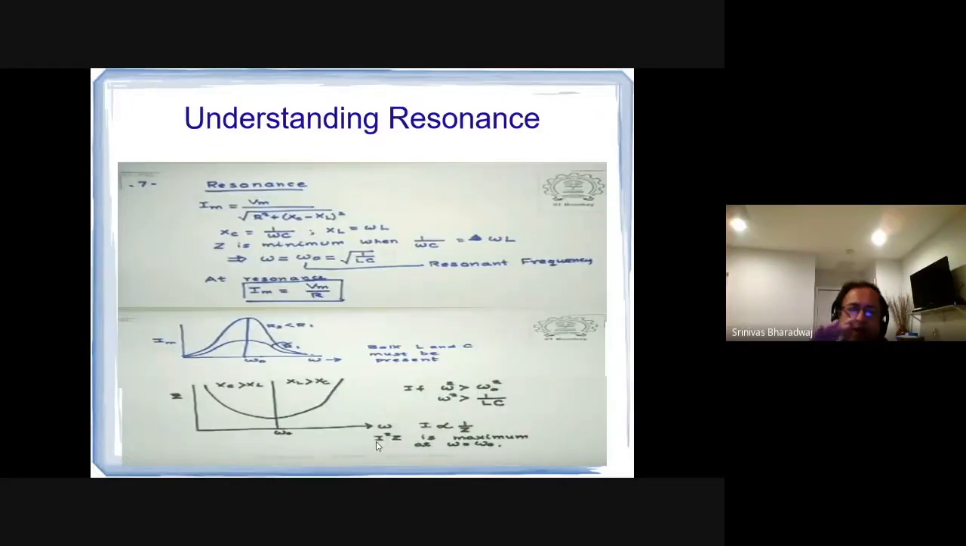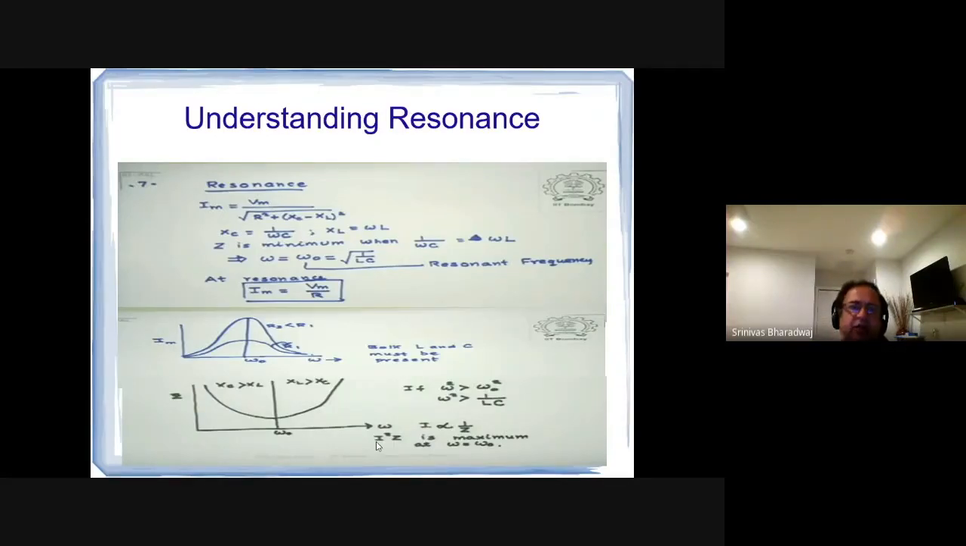Now we come to this idea of resonance. We discussed resonance in the context of simple harmonic motion. Now we are discussing resonance in the context of an AC circuit. In a simple series AC circuit, resonance occurs when Xc equals XL.